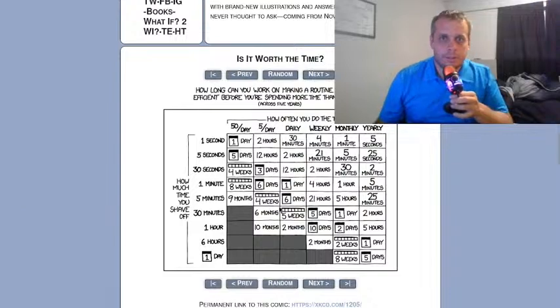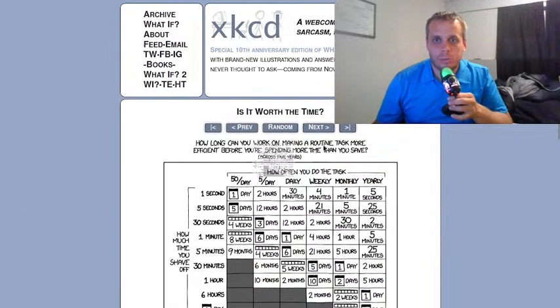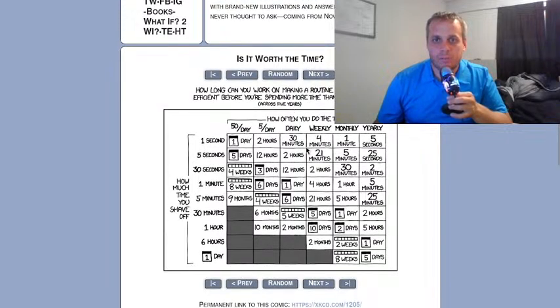So there's a famous XKCD comic about this. Let's see if I can pull it up. XKCD, "Is It Worth the Time?" Okay, this is what I'm talking about here, guys. This is the whole point of capital investment. Okay, this comic here: how long can you work on making a routine task more efficient before you spend more time than you save across 5 years?